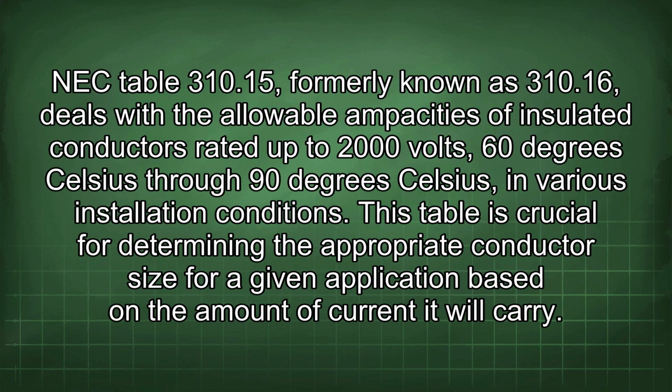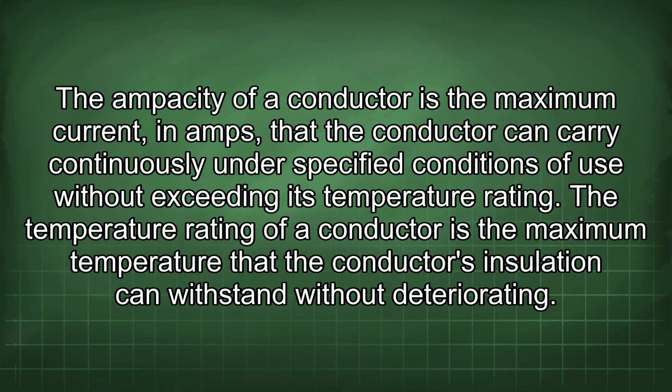NEC Table 310.15, formerly known as 310.16, deals with the allowable ampacities of insulated conductors rated up to 2000 volts, 60 degrees Celsius through 90 degrees Celsius, in various installation conditions. This table is crucial for determining the appropriate conductor size for a given application based on the amount of current it will carry. The ampacity of a conductor is the maximum current, in amps, that the conductor can carry continuously under specified conditions of use without exceeding its temperature rating.